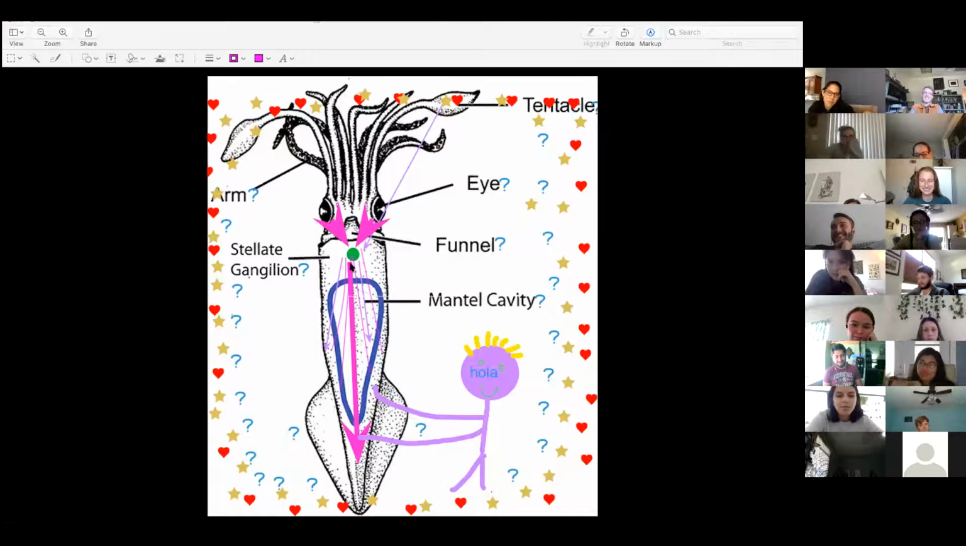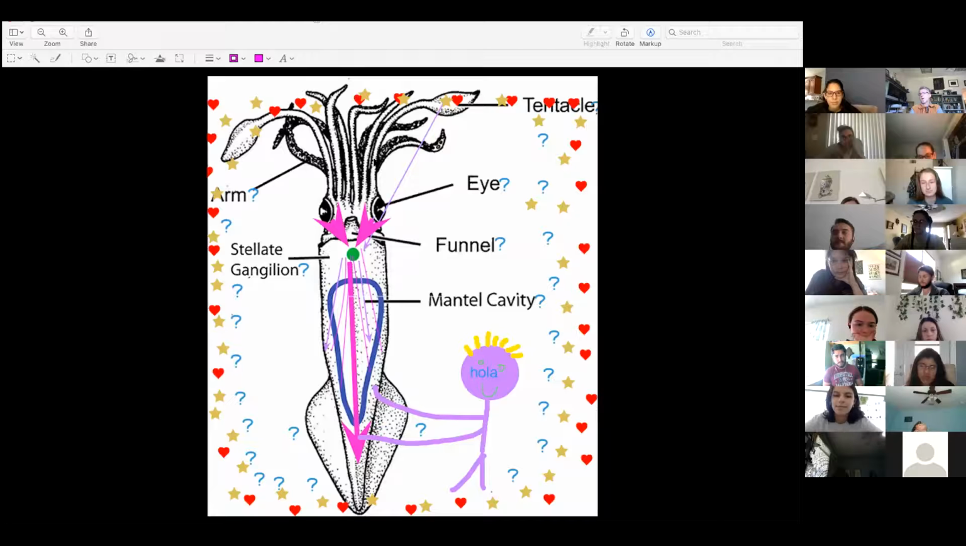So we thought that there was a main giant axon and the smaller ones would go out to the other parts of the mantle cavity. Since it needs to all go uniformly, this one would travel faster. So it starts up there and then the smaller axons would follow. Does that make sense?